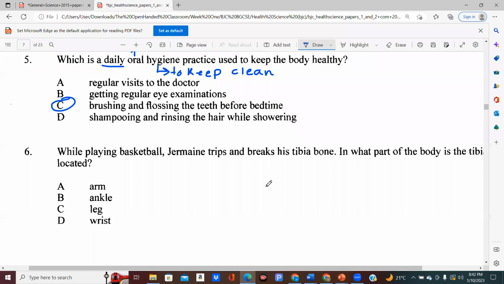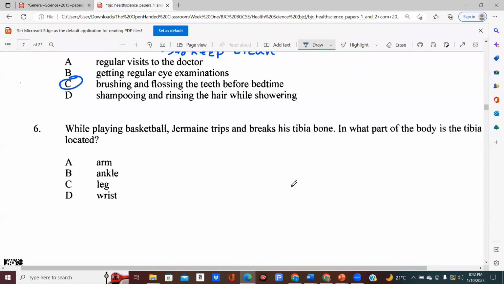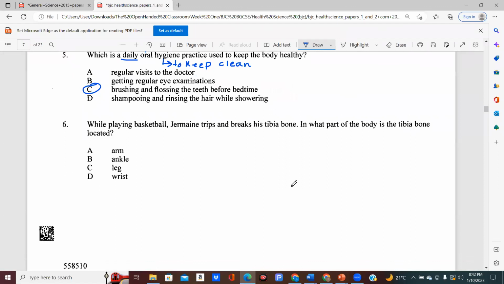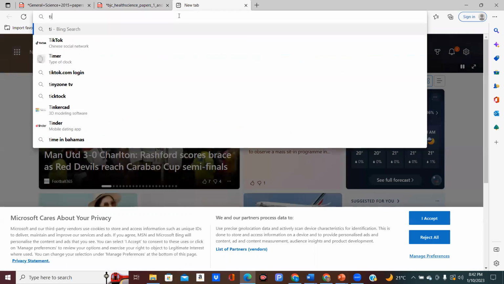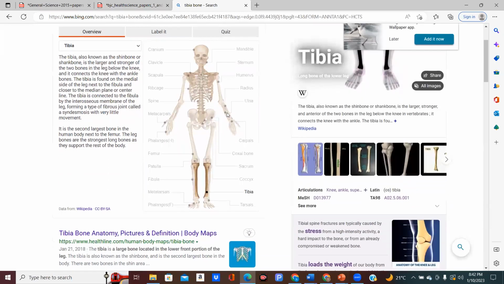Okay, good. Number 6, while playing basketball, Jermaine trips and breaks his tibia bone. What part of the body is the tibia bone located? In the legs. Very good. To show the tibia bone, that's the one right there. If you look carefully, that's the shin bone, the one you cover when you play soccer. And then you have the fibula, which is these ones. This is your tibia bone right there.